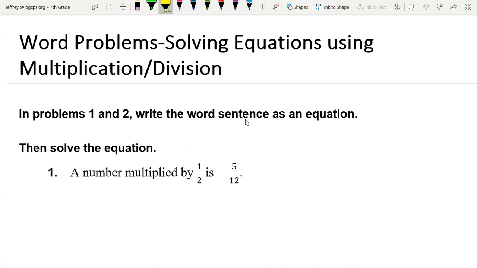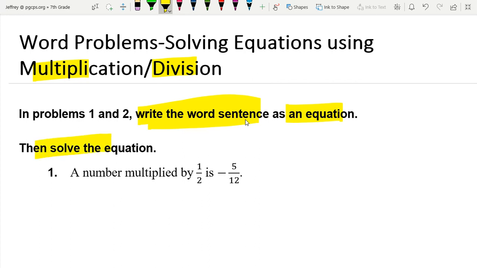Hello, students. So let's do some word problems in solving equations using multiplying and dividing. Okay? Make sure you watch my other video on how to solve equations using these two operations before watching this video. So, first one, write the word sentence as an equation. Then you solve the equation.